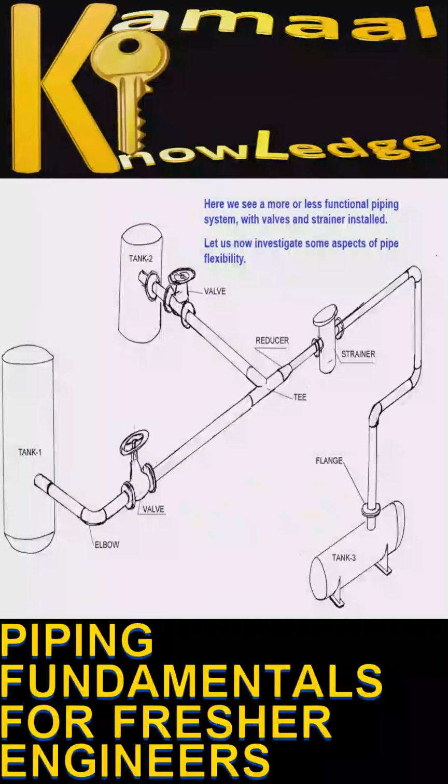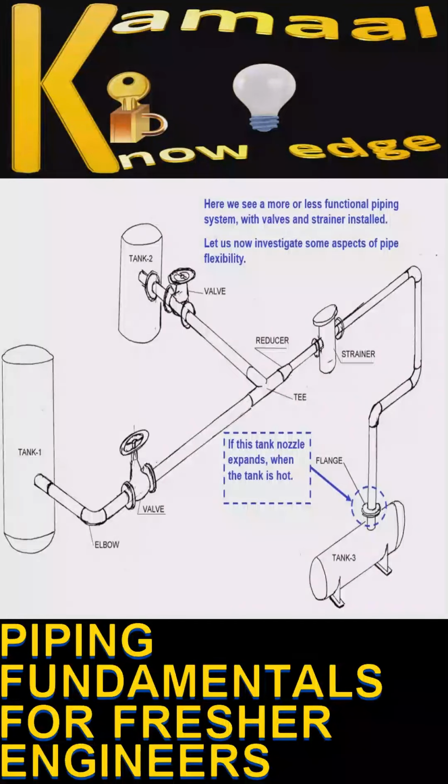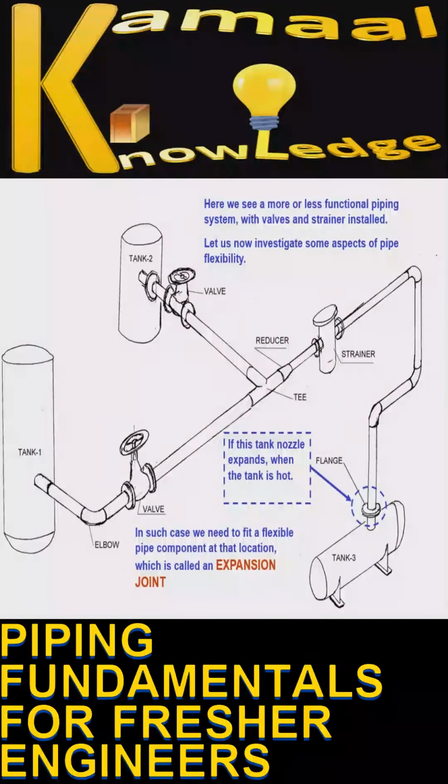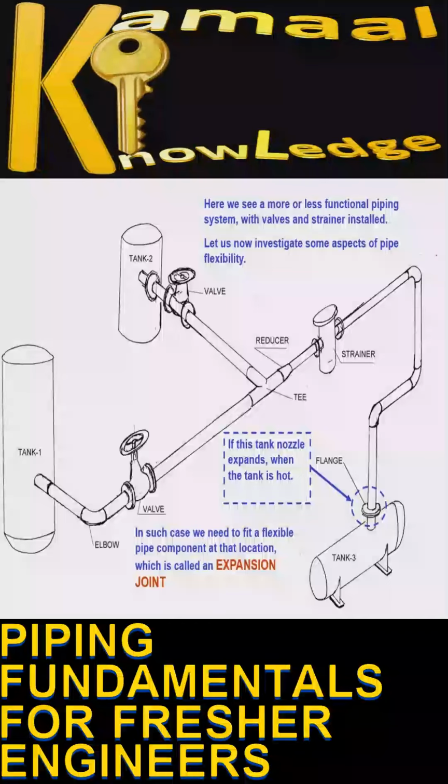Let us now investigate some aspects of pipe flexibility. If the tank nozzle expands when the tank is hot, in such a case we need to fit a flexible pipe component at that location, which is called an expansion joint.